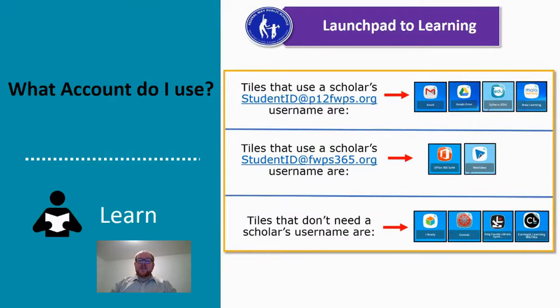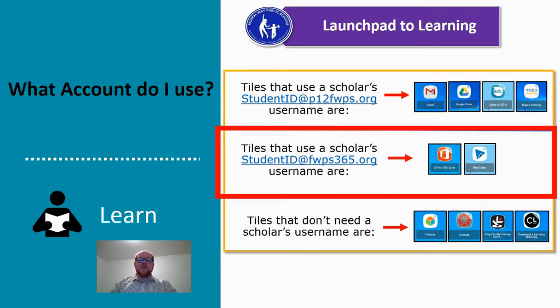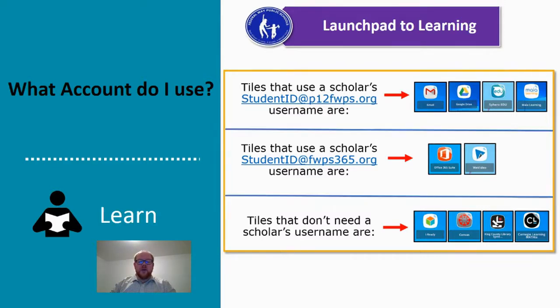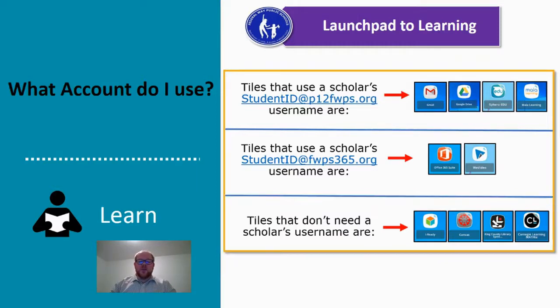The first time you navigate to one of the tools, you will be prompted to sign into your Scholar account for that tool. Different tools either use your at p12fwps.org Google account, at fwps365.org Microsoft 365 account, or you won't be prompted because additional login is not needed for that specific tool. The great thing is that you will only need to sign into these tools the first time you navigate to them through Launchpad to Learning. After that, Launchpad to Learning will automatically sign you into the tools.